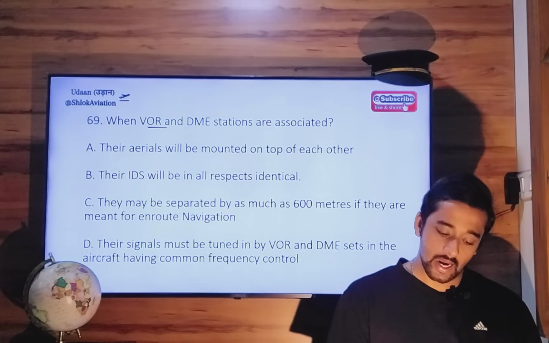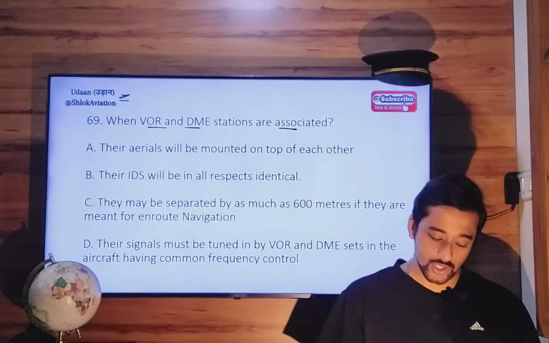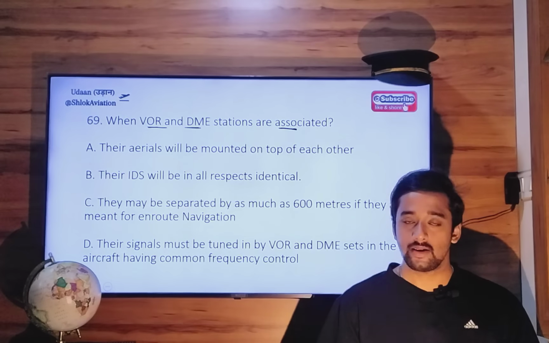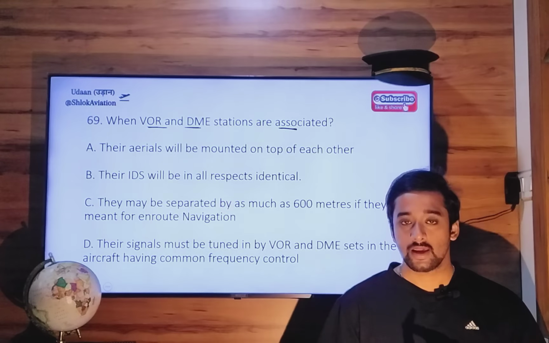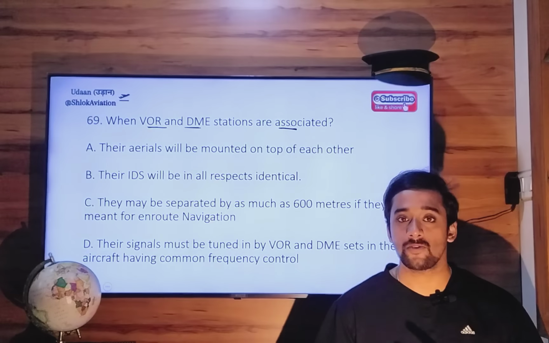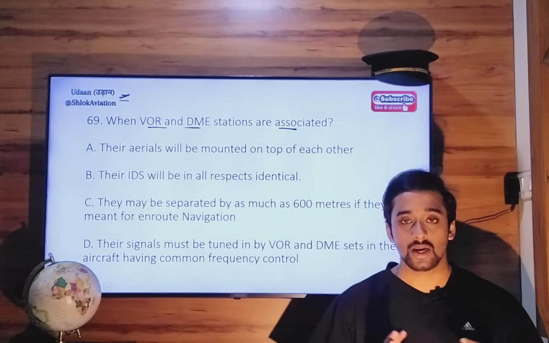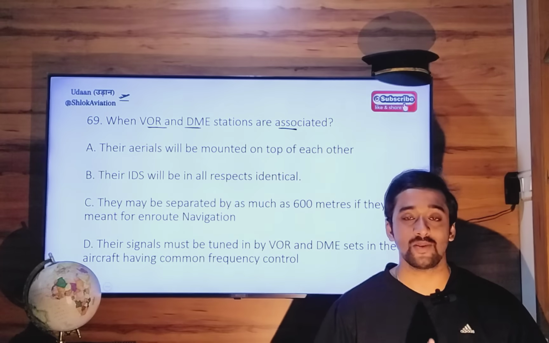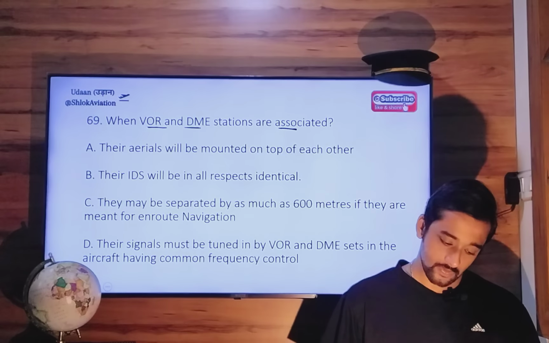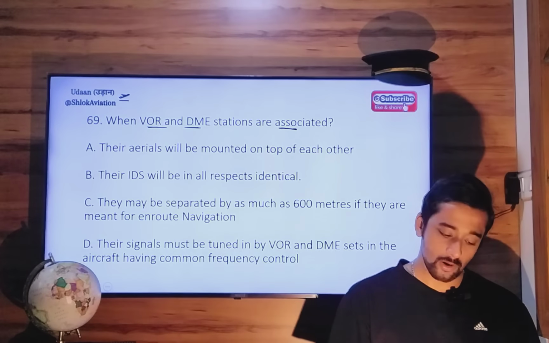When are VOR and DME stations associated? Similar to the previous question, they are said to be associated when they are co-located. If they are serving the terminal airspace, they must be within 100 feet of each other. If outside terminal airspace, they must be at maximum 2000 feet from each other. So the correct option here is the aerials will be mounted on top of each other.